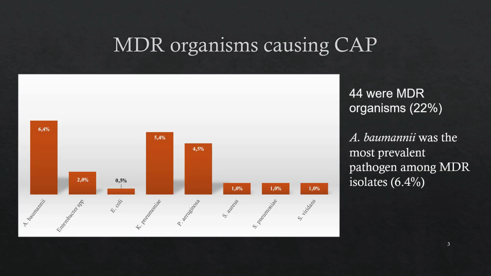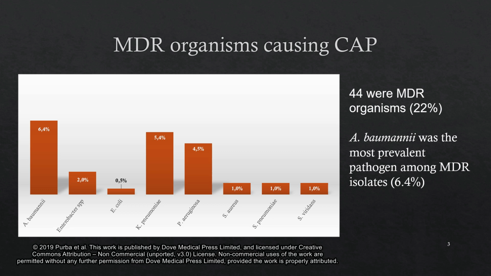Of all identified bacteria, 44 were MDR organisms, or 22%, of which Acinetobacter baumannii was the most prevalent pathogen among MDR isolates, at 6% of all identified cultures.